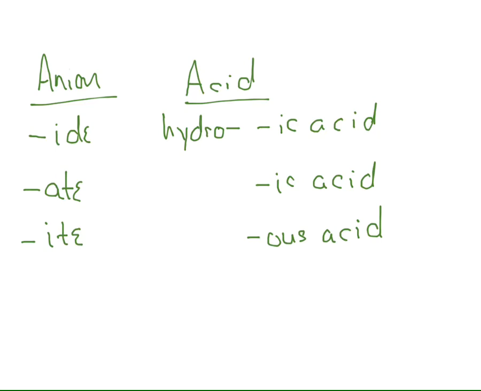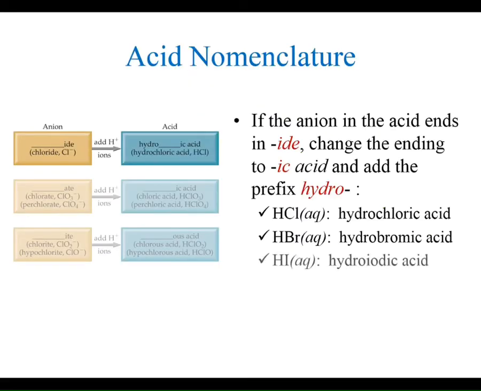So as long as you know the names of those ions, like sulfate, nitrate, nitrite, sulfite, carbonate, whatever, all you got to do is figure out, oh, does it end in ide, ate, or ite, and change it to hydro-ic, ic, or us. That's really it. Okay, so let me go back to that other slide.